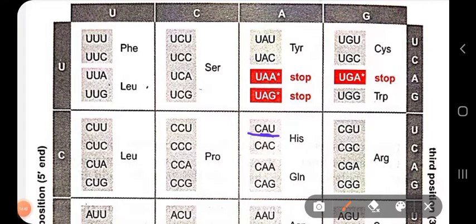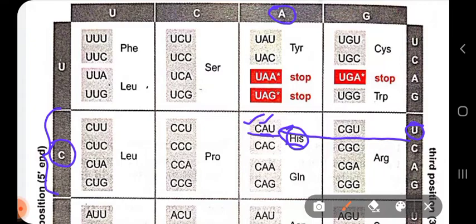Well, the first letter is C. In this entire box, C has been written. So the first letter of the codon is C, the second letter is A, and the third letter is U. So CAU. The CAU codon codes for histidine, which is written in 3-letter code as HIS.